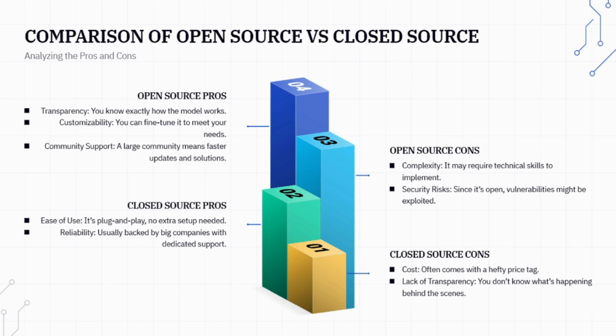First of all, see the pros of open source models. Over here we have transparency. It means you have full visibility into how the model works. Everything is open source online. You can see the entire architecture behind that particular model.